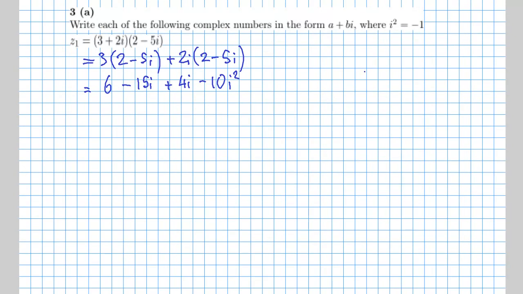Now this is where the change comes in, the fact that they tell you i squared is minus 1. That's the only change you make to these distribution questions. So I'm going to make that change now. Keep everything else the same. And where I see the i squared, I instead put in a minus 1. So that becomes a 6 minus 15i plus 4i plus 10. And then we can start grouping these together. So 6 plus 10 is 16. And minus 15i plus 4i is going to be minus 11i. And that's the end of that part of the question.